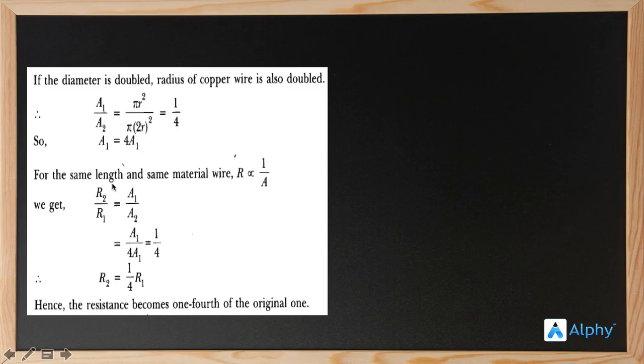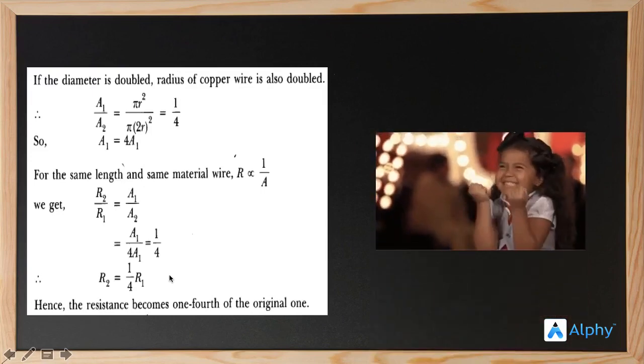Now, for the same length and same material wire, resistance is inversely proportional to area of cross section. As the area of cross section increases, resistance decreases, and as the area decreases, resistance increases. So R2 by R1 is equal to A1 by A2 because they are inversely proportional. A1 is A1 and A2 is 4 times A1, so if you cancel A1 and A1, you get 1 by 4. That means R2 by R1 is equal to 1 by 4, which means R2 is equal to 1 by 4 R1. So the resistance becomes 1/4 of the original one.